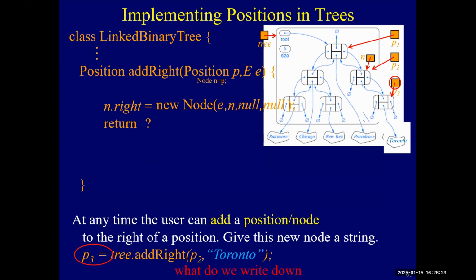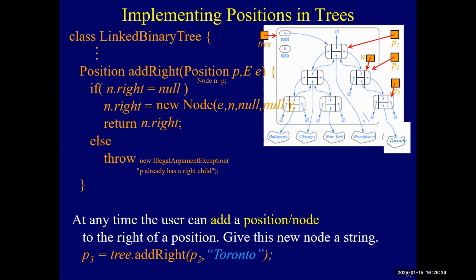And what do we write down in the question mark? N dot right. That's who has it. Everybody good? And we can put in some extra conditions. Here we're checking to see that n dot right is empty so we don't drop anybody. And if it does have somebody, then you can decide what to do about it. You could drop him if you wanted to. Here what we're saying is he already has a right child, so we're throwing an exception.